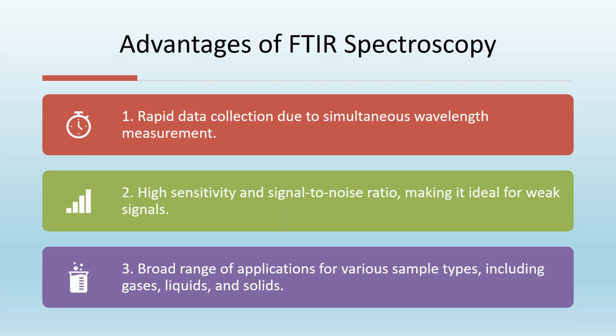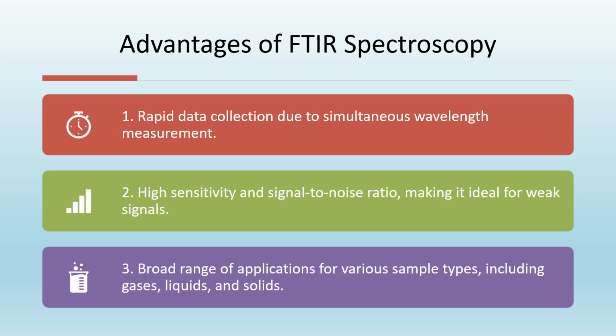Fourier Transform Infrared Spectroscopy, or FTIR, has revolutionized the way we analyze materials, and here are some of its standout advantages. First, rapid data collection. Unlike traditional techniques, FTIR measures all wavelengths simultaneously, dramatically speeding up the process. This makes it ideal for high-throughput labs and time-sensitive analyses.